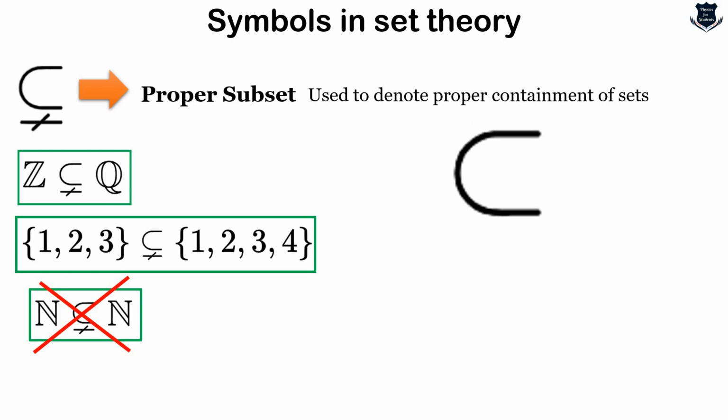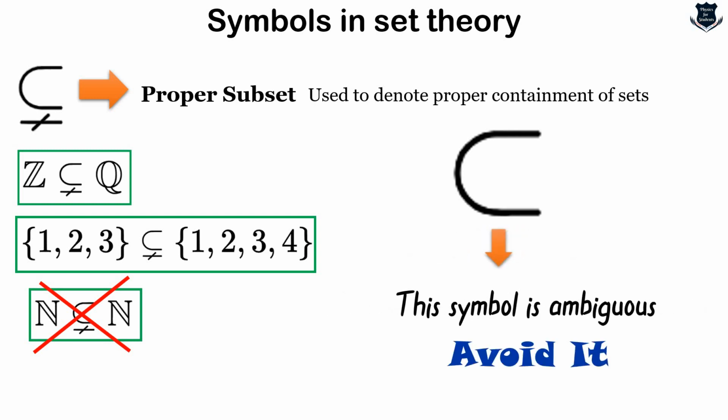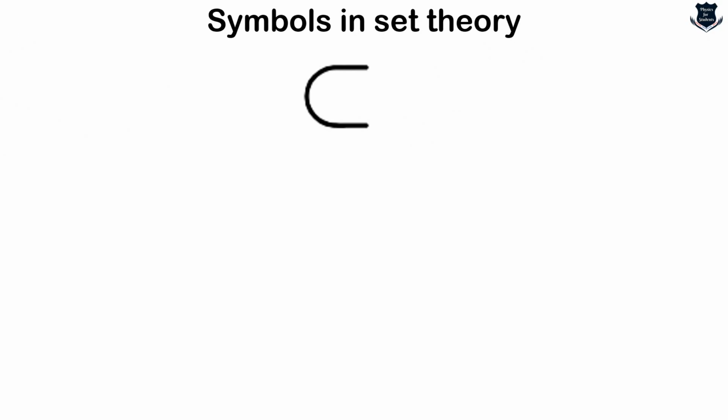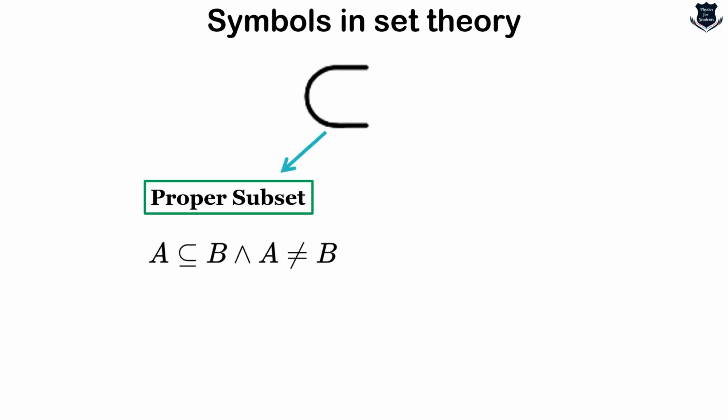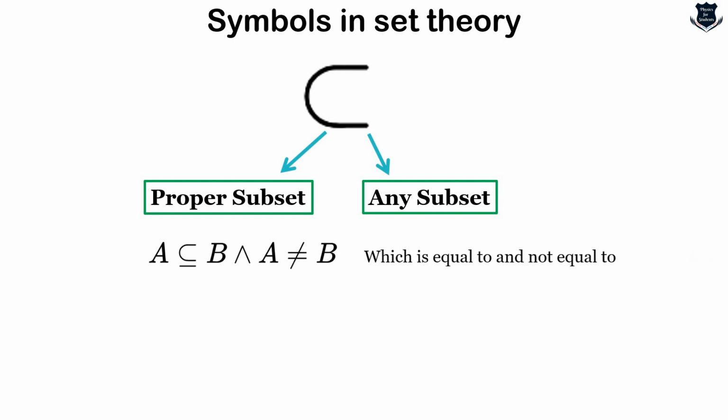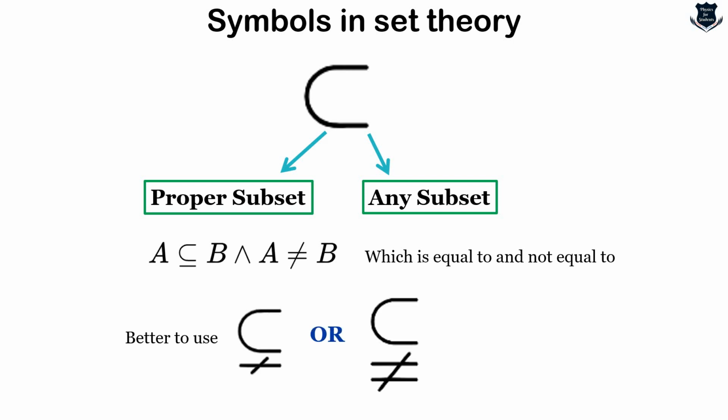Now the confusion starts with this symbol, which is a kind of proper subset. This symbol is ambiguous and I would request you to avoid it. Why? I will tell you in this part of the video. This symbol is used to denote a proper subset, which means A is a proper subset of B and A is not equal to B. But in some books, mathematicians and certain textbooks also use it to denote any subset, meaning equal to and not equal to. It can be used for anything, so I would recommend you use this one, which actually means a proper subset and shows not equal to, or you can use this one, which carries two equal to and a not equal to sign.